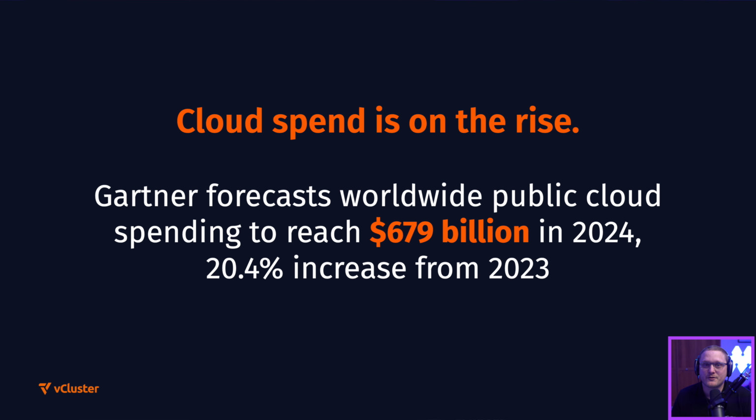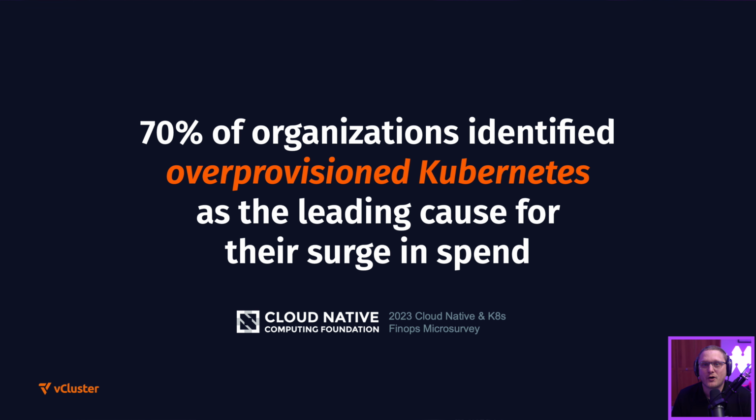Cloud spend's on the rise. Gartner forecasts worldwide public cloud spending to reach $679 billion in 2024. It's a 20.4% increase from 2023. It's a lot of money, right? How can all of these organizations save money? Well, let's take a look at vCluster. 70% of organizations identified over-provisioned Kubernetes clusters as a leading cause for their surge in spending. And that's from the CNCF.